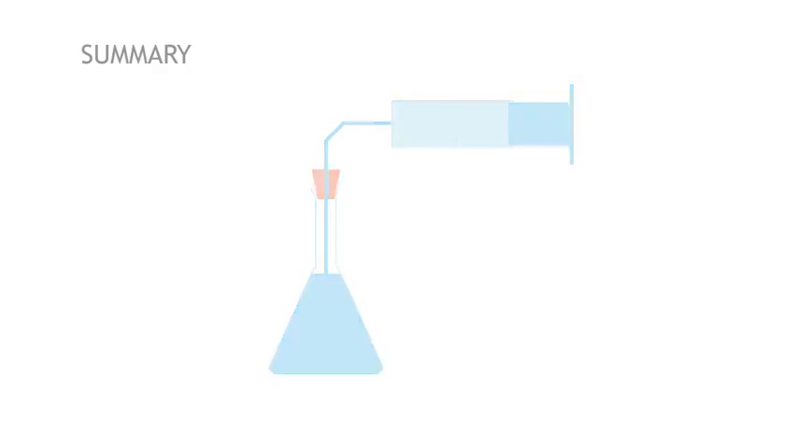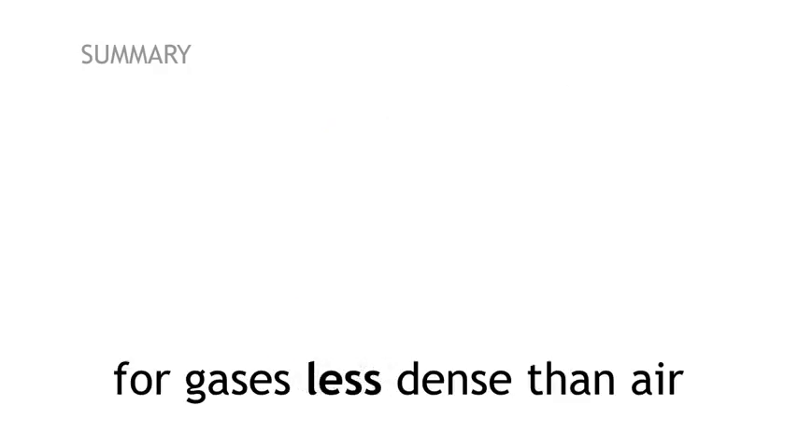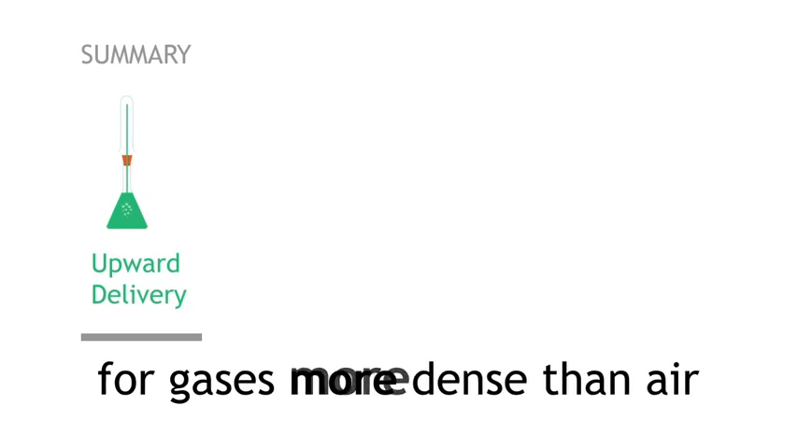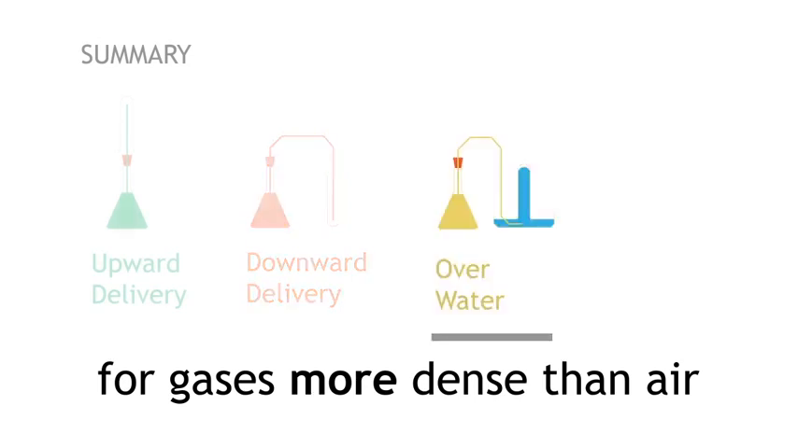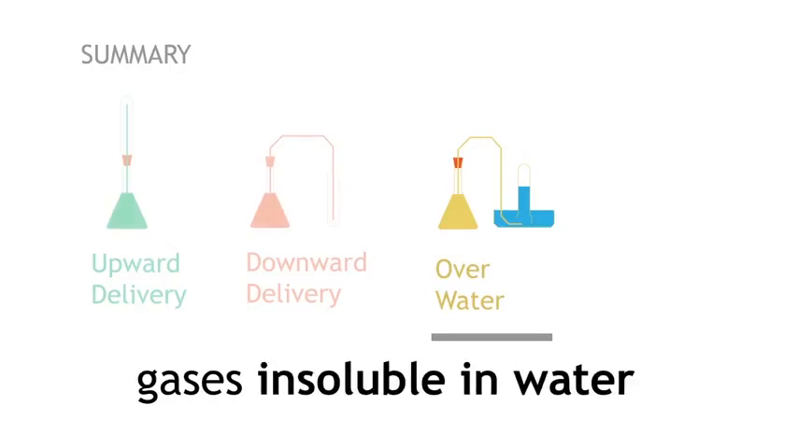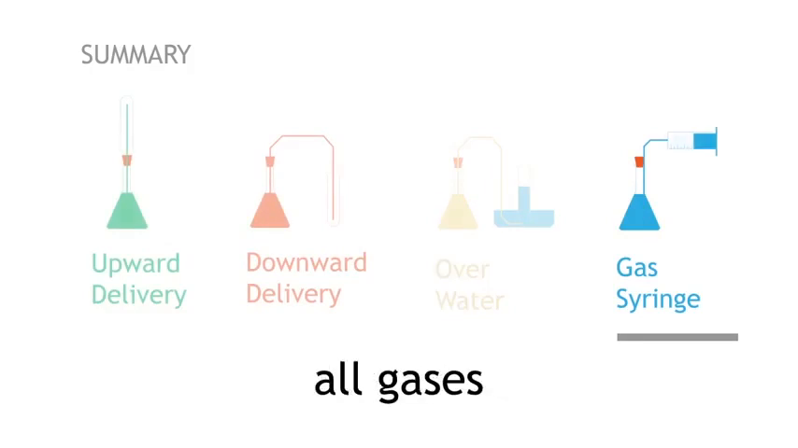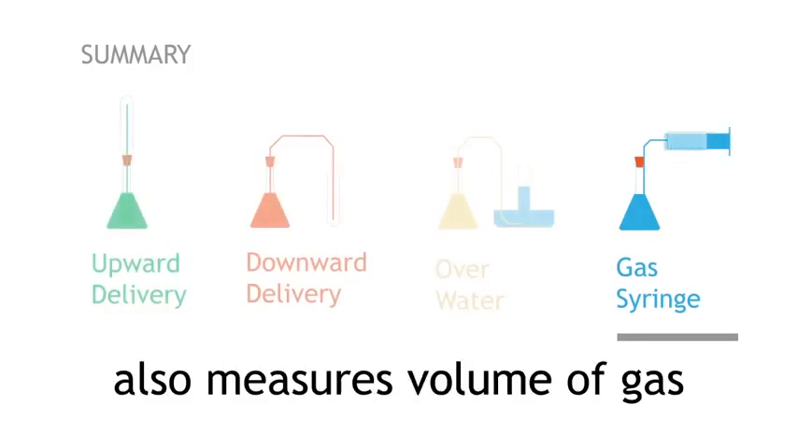In summary, for gases less dense than air, they are collected via upward delivery. If a gas is more dense than air, we collect it via downward delivery. These gases can also be collected over water, but this method only works for gases which are insoluble in water. And finally, we can use a gas syringe to collect all gases, and it is useful for measuring the volume of a gas.